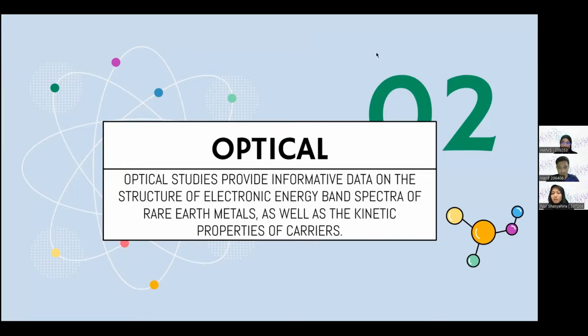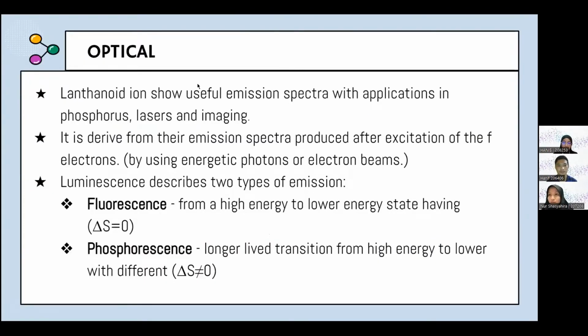Optical studies provide informative data on the structure of electronic energy band spectra of rare earth metals, as well as the kinetic properties of carriers. Lanthanoid ions show useful emission spectra with applications in phosphors, lasers, and imaging. It is derived from their emission spectra produced after excitation of the f electrons using energetic photons or electron beams.